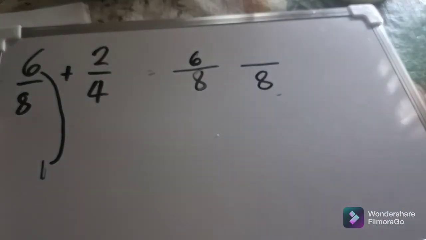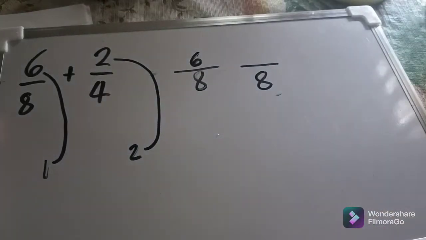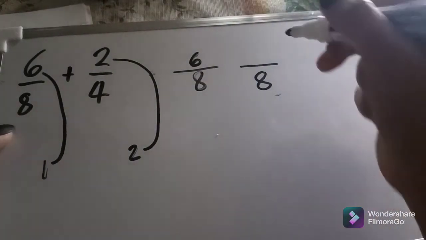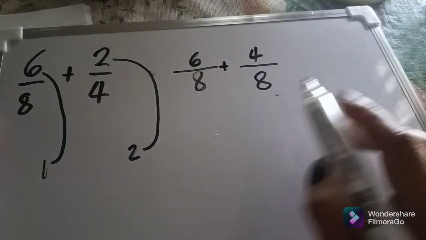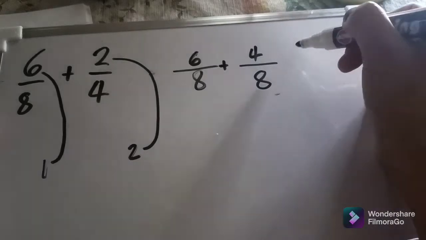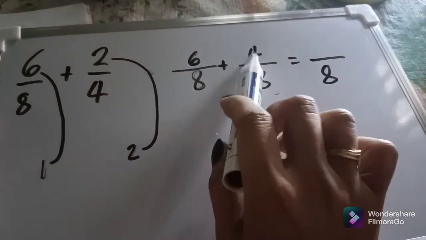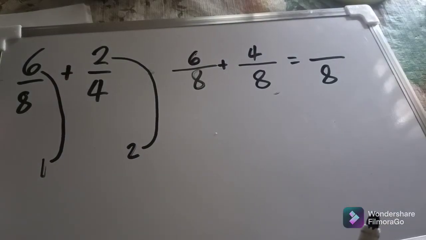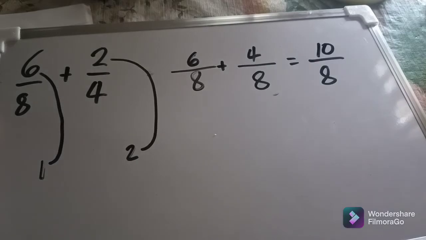8 divided by 4? 2. 2. And then this should be multiplied with that. So 2 times 2? 4. There you go. We can proceed to addition because we already have here the same denominator. So simply copy the denominator. And then 6 plus 4. 10. Okay, so that's our answer. 10 over 8. But, okay, this is leading us to the next lesson, which is mixed numbers.